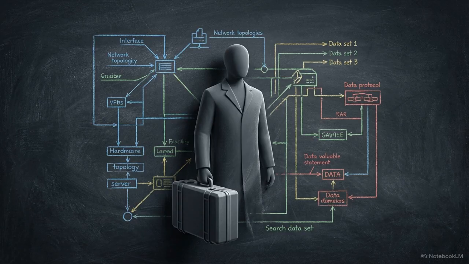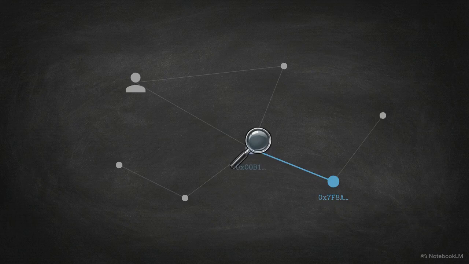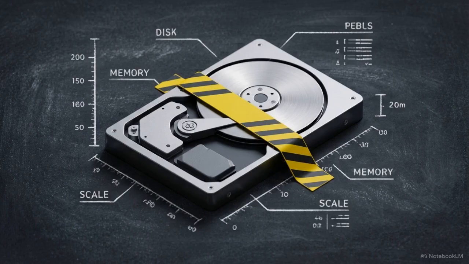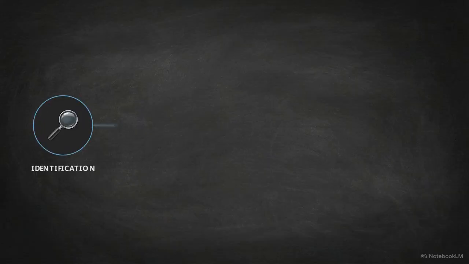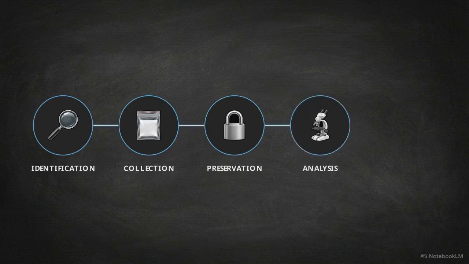But a digital forensic investigator has a completely different objective. The investigator must systematically answer exactly how the breach occurred and who is responsible, and they must do this without destroying the digital crime scene. This discipline is digital forensics, the strict identification, collection, preservation, analysis, and presentation of digital evidence.